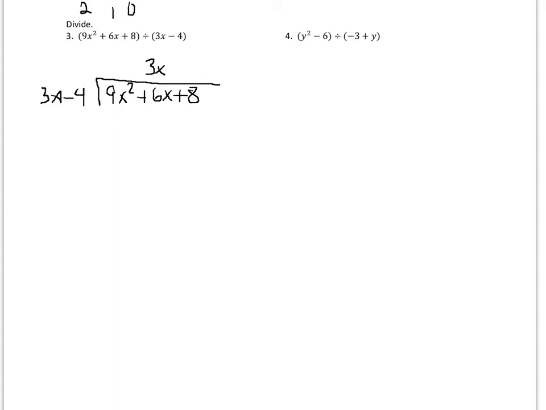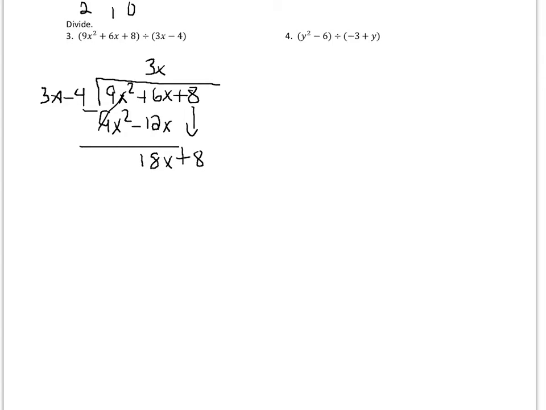Now what you have to do, what's 3x times 3x? 9x squared. What's 3x times negative 4? Negative 12x. Subtract. 9 minus 9 is 0. That's the whole goal, so it's gone. 6 minus negative 12, 18. Bring down the 8.